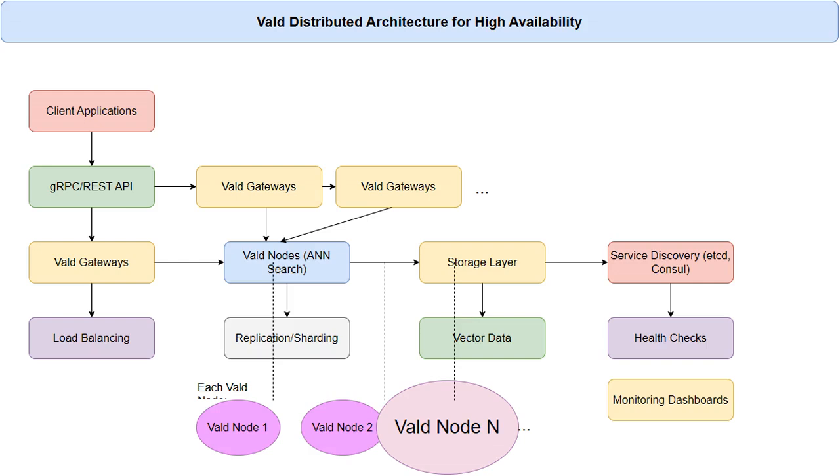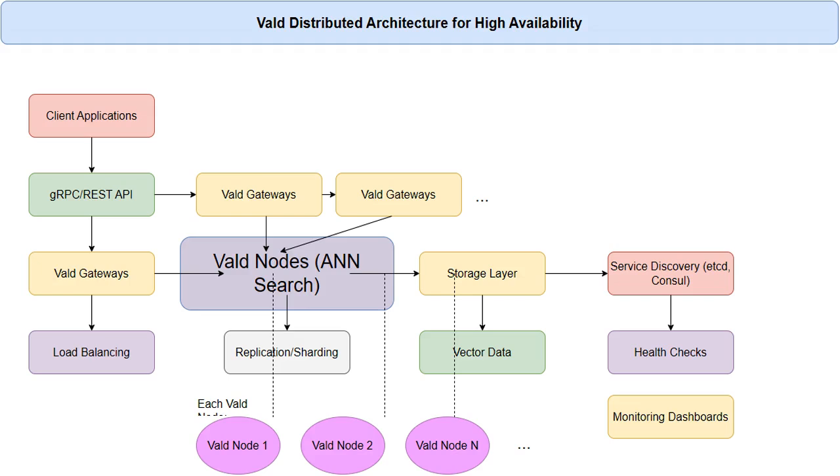Vald node n represents the concept of scaling the Vald cluster to an arbitrary number of nodes. This highlights Vald's ability to handle large datasets and high query loads by adding more nodes to the cluster. N signifies that the architecture supports horizontal scalability.